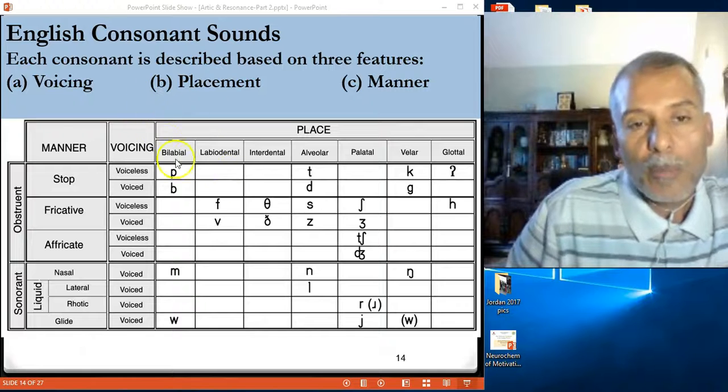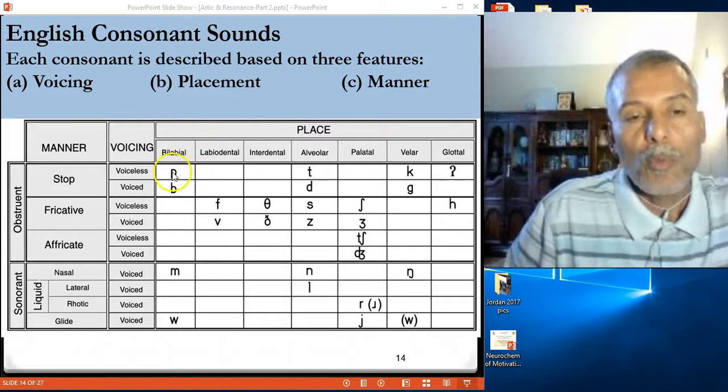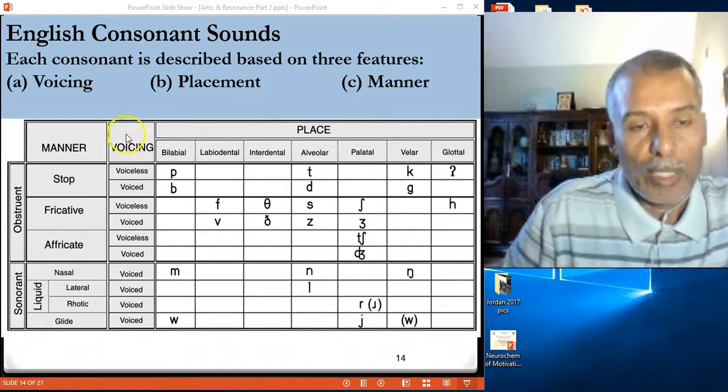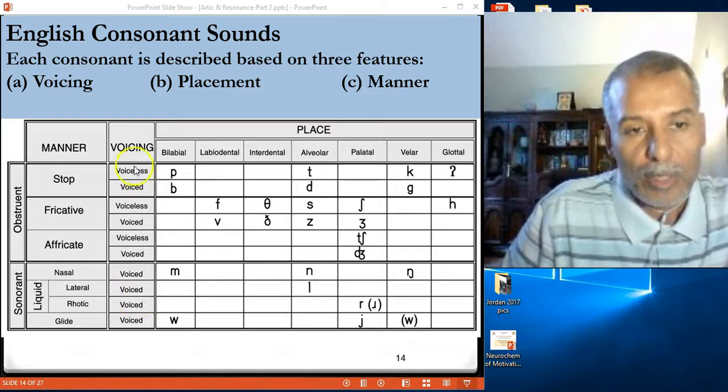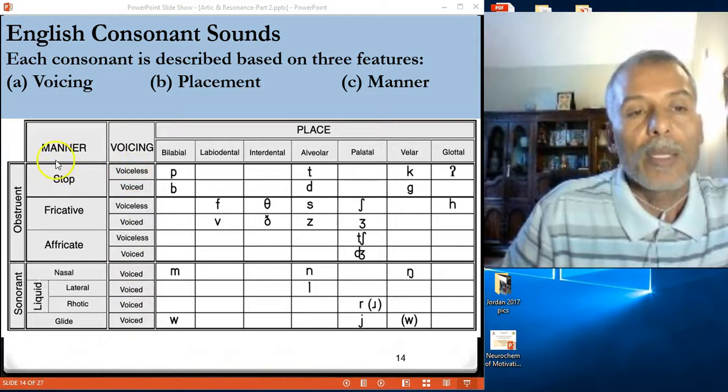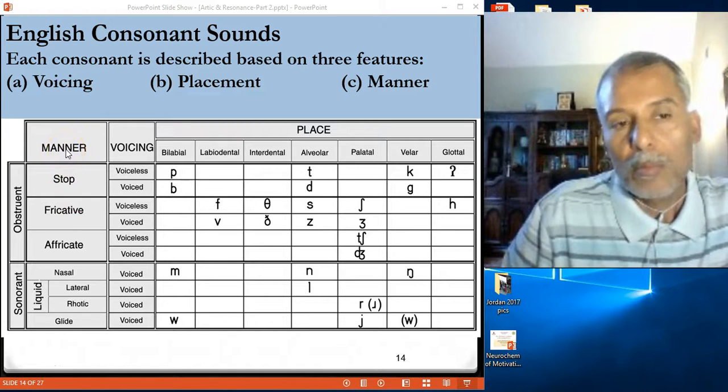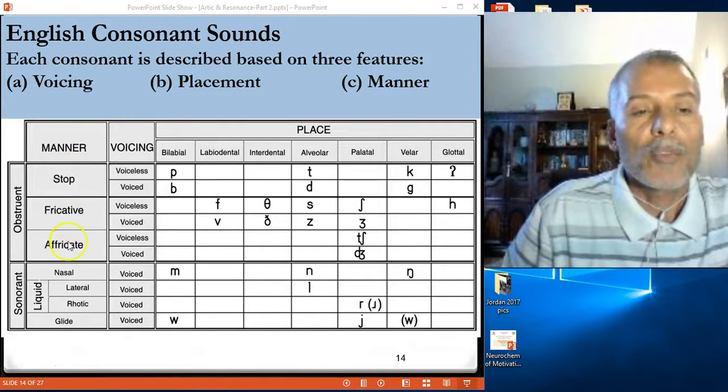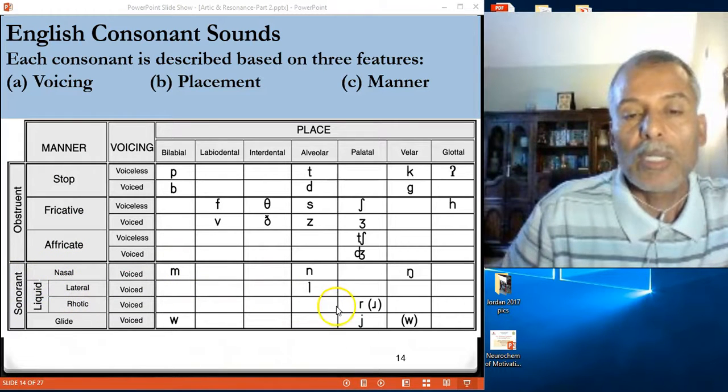So there are many charts that describe them in different ways. For example, voicing here is described next to the sound. And then manner, in terms of stopping. Manner is what the sound is like. You have stops, fricatives, affricates. And the other ones here are sonorant sounds, or resonant sounds, listed here.